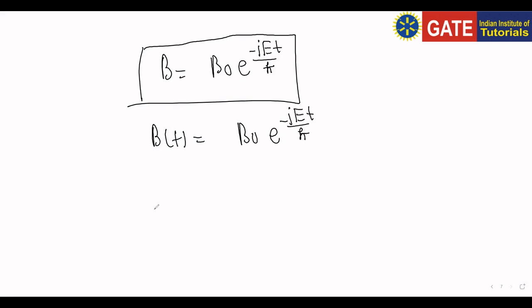I found out the time dependence. B naught is not time dependent. The time dependence is sitting here, e to the power minus i E t. B naught is just a constant, you started from somewhere, right? It's a phase factor. This is called the phase factor.